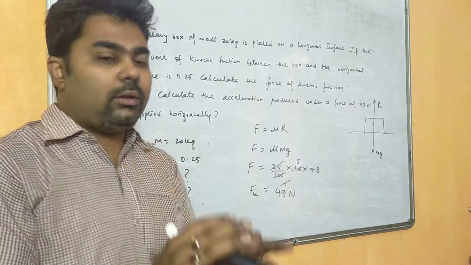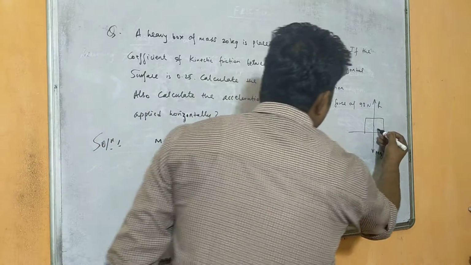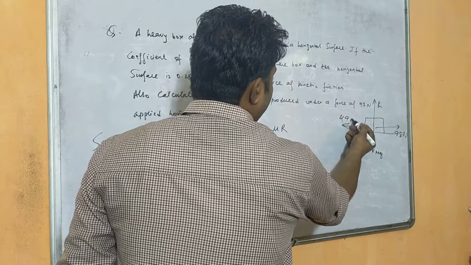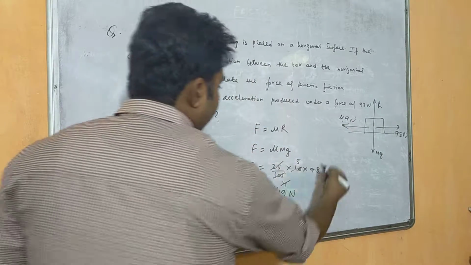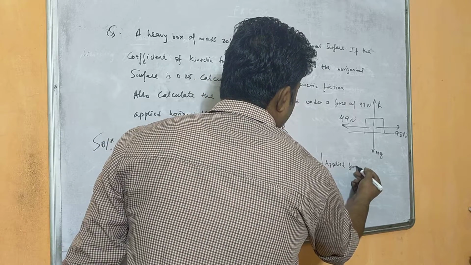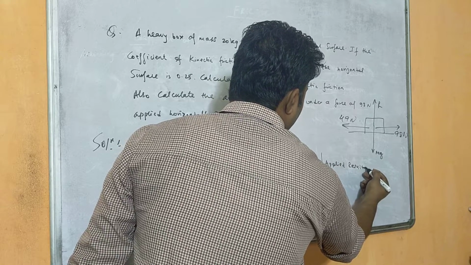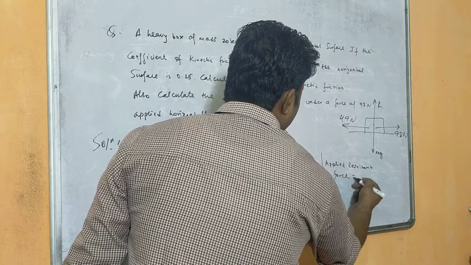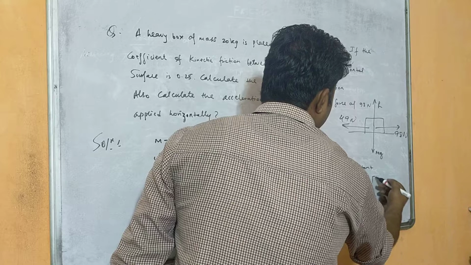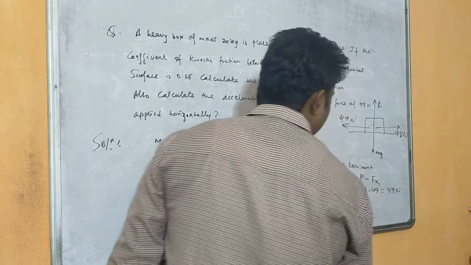Also calculate the acceleration produced under the force of 98 Newton. That means the force which is applied here in the question is 98 Newton, and the force which is acting in the backward direction is 49 Newton, right? So we can find the applied resultant force, okay? So how much force is effectively being applied? That means 98, that is P minus Fk, that means 98 minus 49. So here you will get 49 Newton, right?